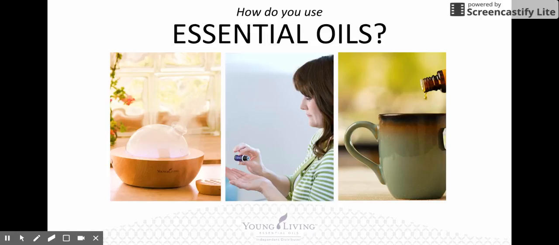Since everyone is relatively new to essential oils, let's talk about how they can be used. There are three basic ways that we use them. Some oils are used aromatically, some are used topically, and some can even be taken internally.